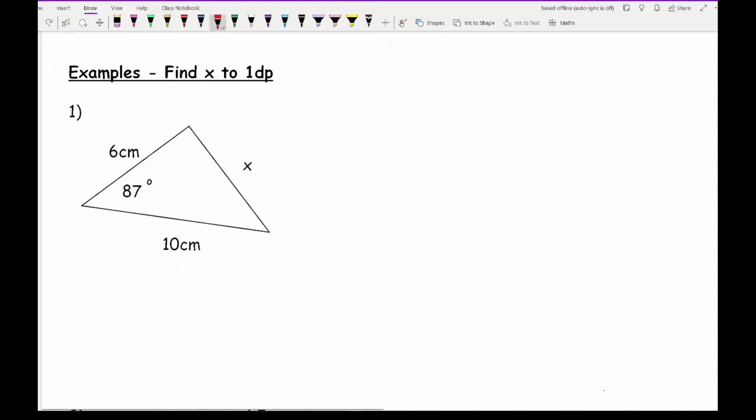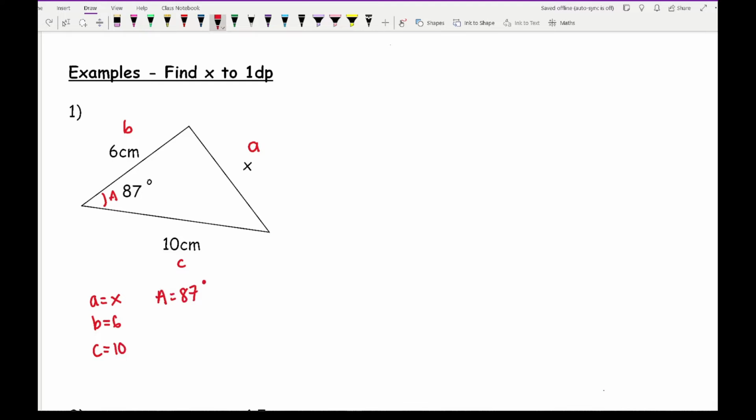So looking at step 1, what we want to do is label this triangle first. Here I'm going to start off with x. So x is a side, so I'm going to call that lowercase a, which therefore means that the angle of 87 is going to be my capital A. Now I've got two sides, so it doesn't really matter which one I call B and C, as long as I call them B and C. So I'm going to call 6 B and 10 C. Let me just quickly write down what I've got. So little a is x, b is 6, lowercase c is 10, and capital A is 87 degrees.